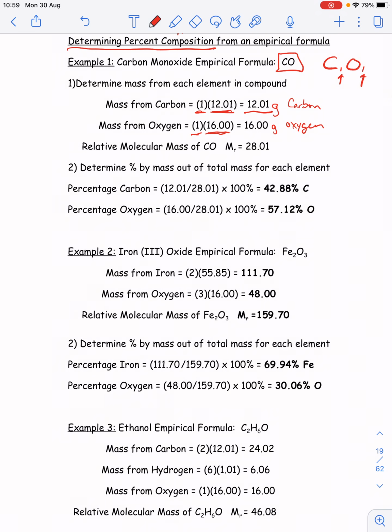And that means the total molecular mass, or molar mass, of carbon monoxide is 28.01. And if we use grams, we would say that is the grams per mole. Okay? If we don't use grams and moles, then we would call it the molecular mass, the mass of a molecule, a single molecule.